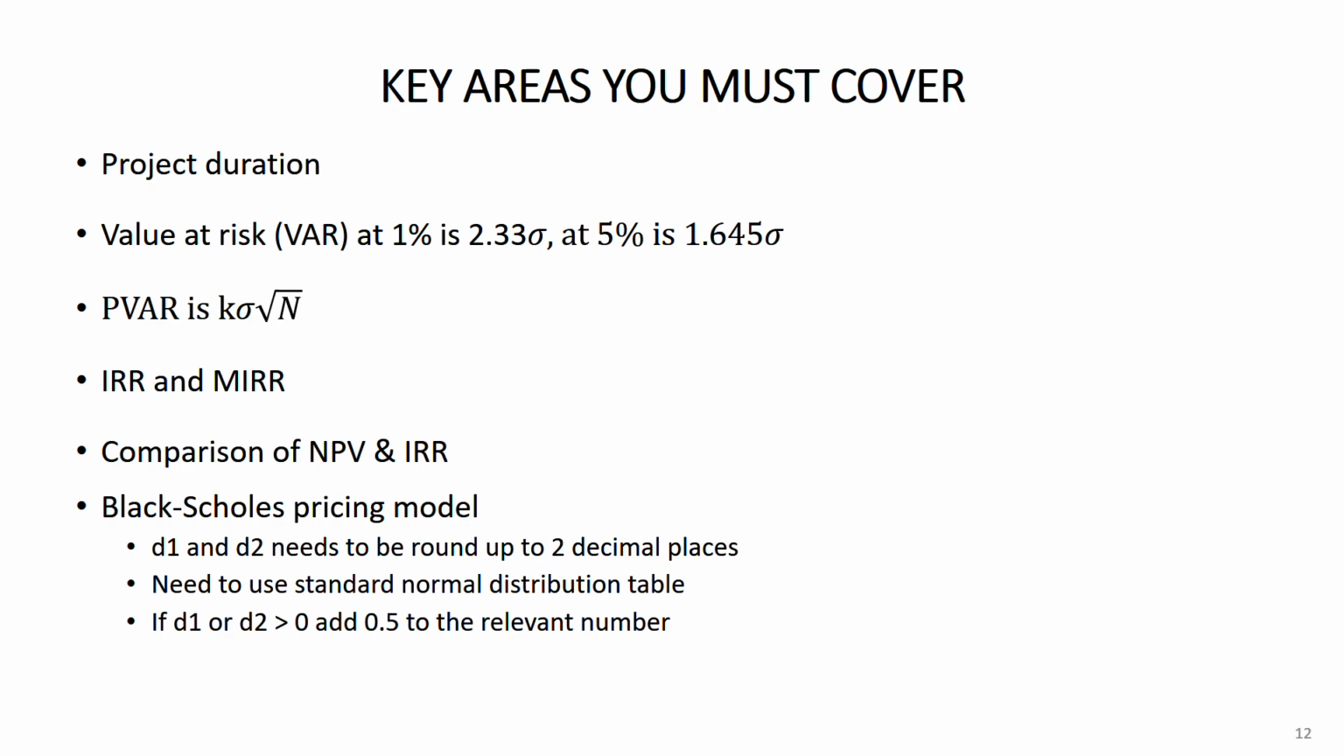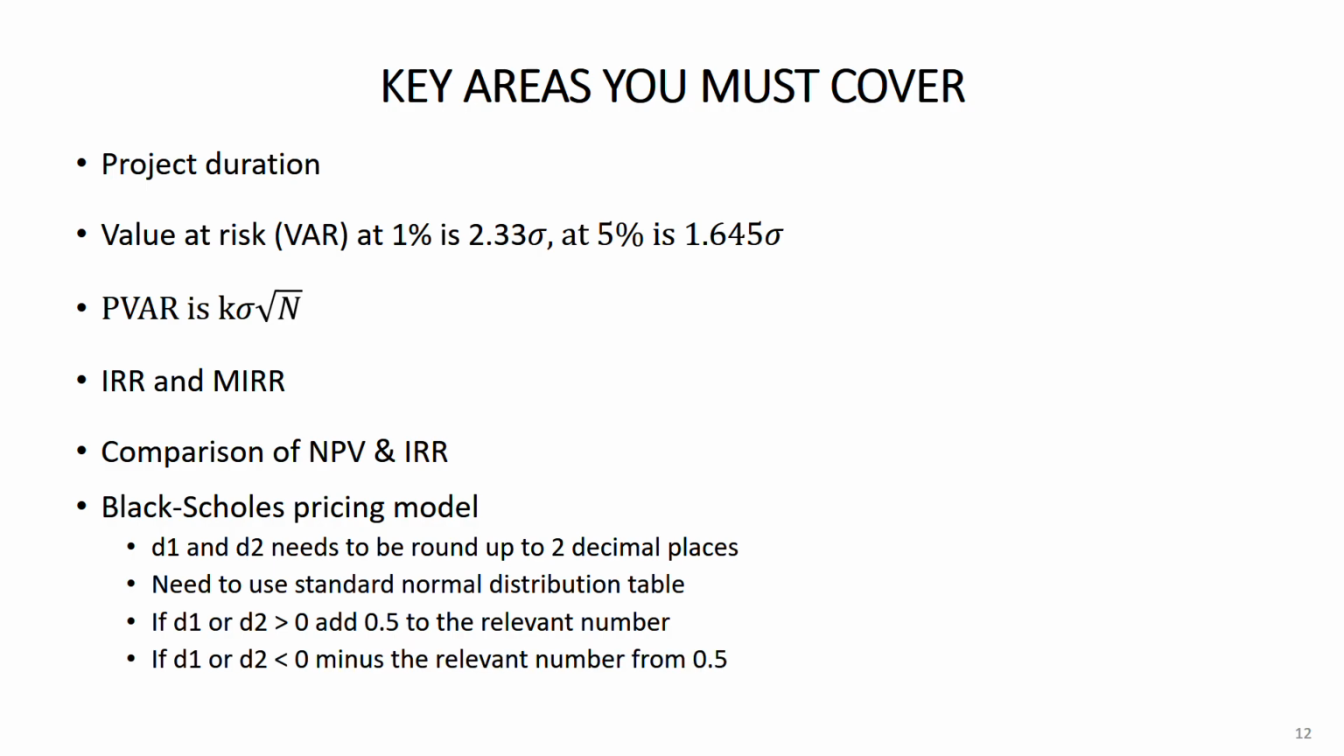So make sure that you go through the small little things, okay? If D1 or D2 is greater than 0, add 0.5 to the relevant number. Some number you will be getting based on the standard normal distribution table. Let's say it is 0.58 something. It will be up to 4 decimal places, right? That number, add 0.5 to that. That will be your ND1 or ND2.